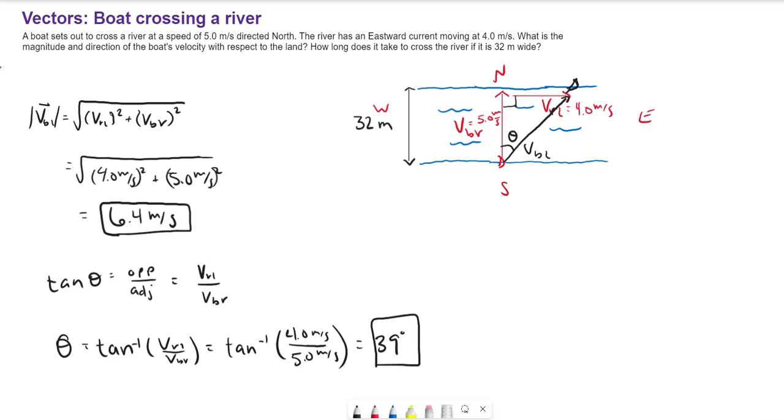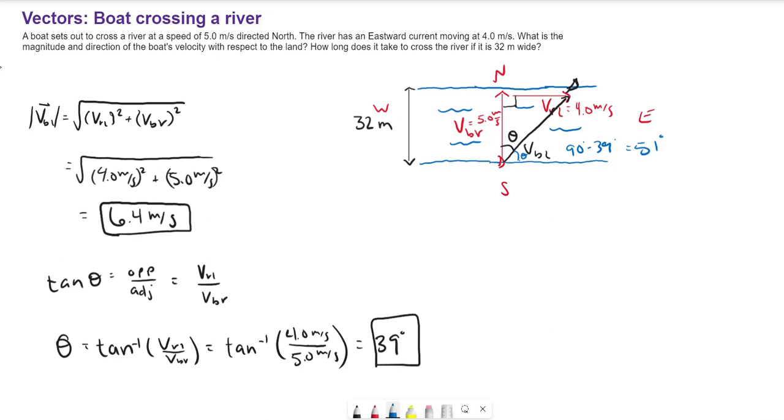Now, in some problems, you may want to find this other angle here, the angle from the horizontal axis. And that's, of course, just going to be 90 minus 39 degrees. That would just be 51 degrees, if the question that you have happens to ask for that angle instead.